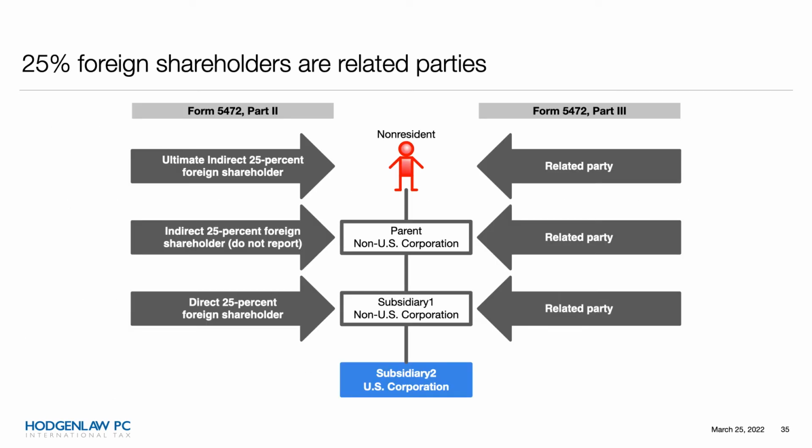So again, just to illustrate where on part 2, remember this middle tier, the parent foreign corporation, didn't have to be reported in part 2, even though it's an indirect shareholder, but you don't report it. In part 3, it's a related party, and you may have a Form 5472 filing requirement for transactions between the reporting corporation and that related party.